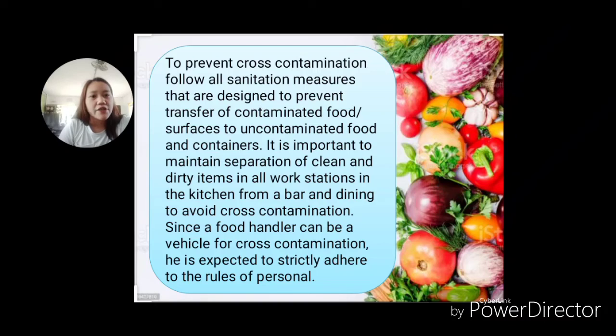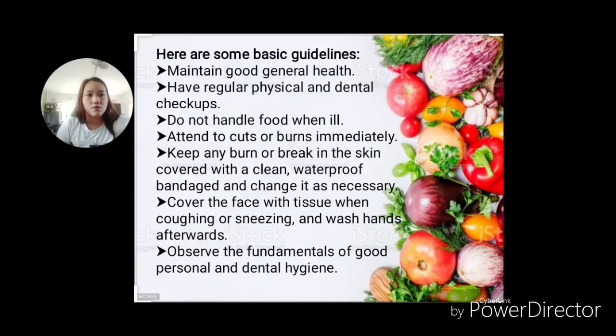Since a food handler can be a source of cross-contamination, he is expected to strictly adhere to the rules of personal hygiene. Here are some basic guidelines. Maintain good general health. Have regular physical and dental checkups. Do not handle food when ill. Attend to cuts or burns immediately. Keep any burn or break in the skin covered with a clean waterproof bandage and change it if necessary.